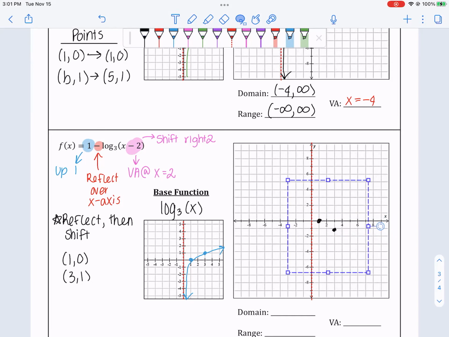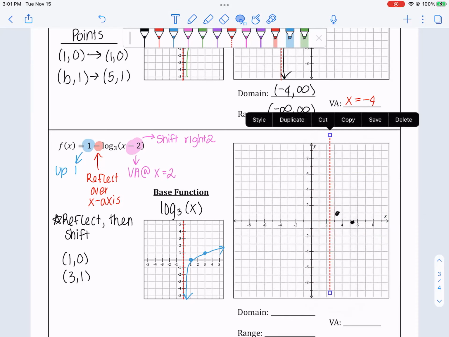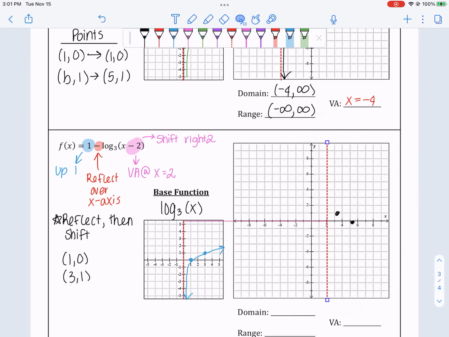Now we're going to shift right 2. So that's 1, 2. And then we're going to shift up 1. Up 1. Oh man, that all got weird. Shift right 2. Shift 1, 2, and then up 1. Our graph ends up looking something like this.